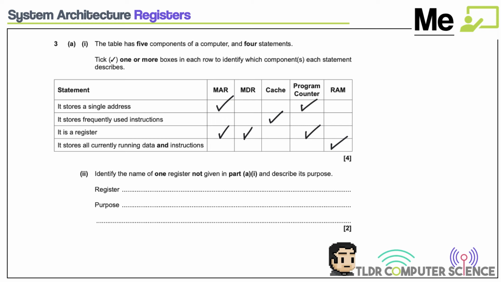Okay, identify the name of one register not given in part A. What's the one thing we haven't got? Accumulator. What does the accumulator do? It was on the last slide. It temporarily holds results from the arithmetic logic unit. Yeah, it holds the results of it. Fantastic.